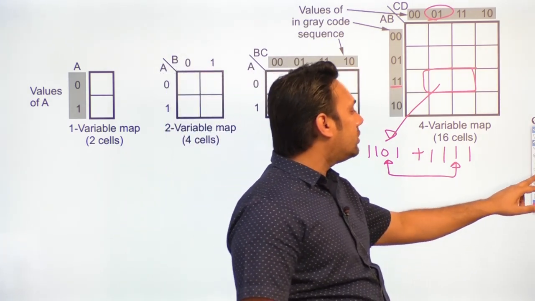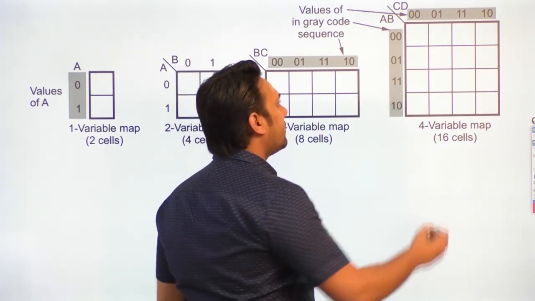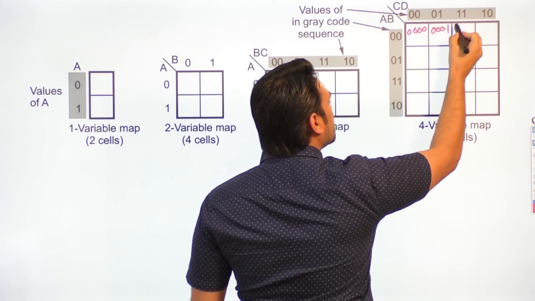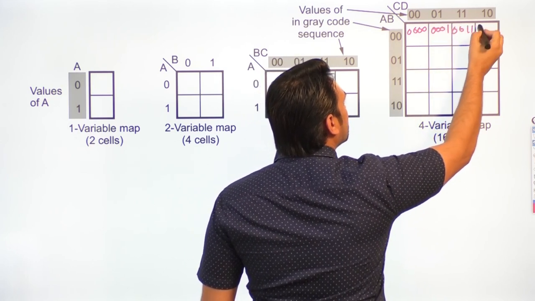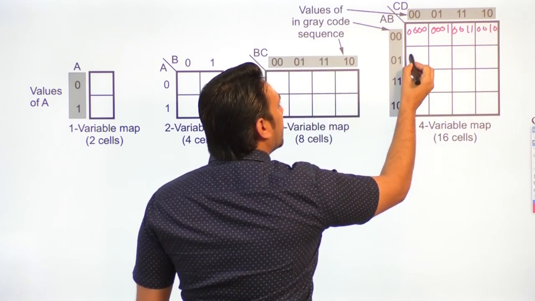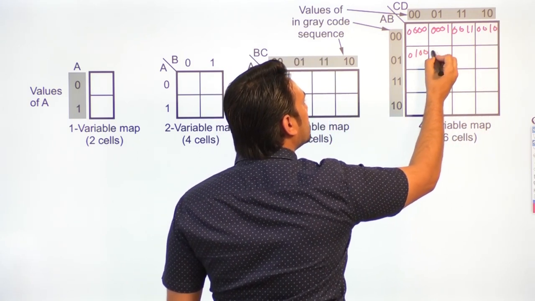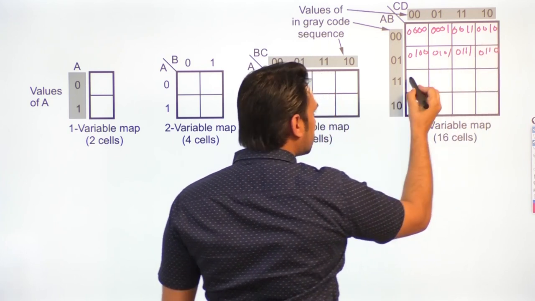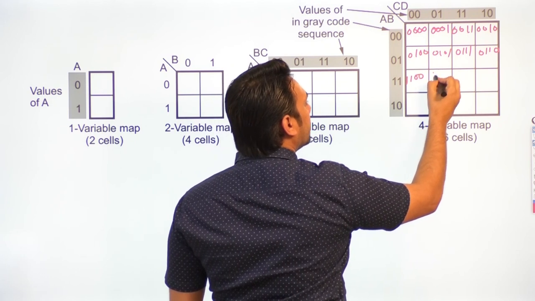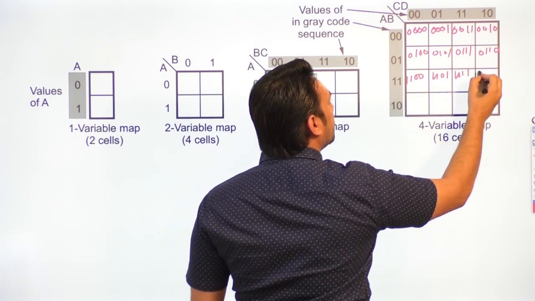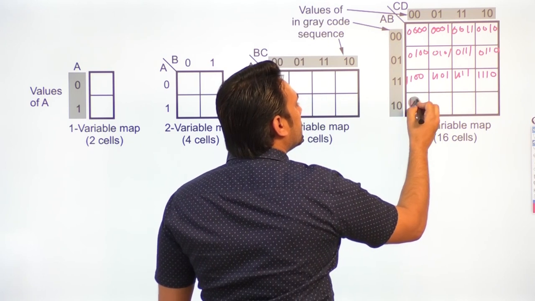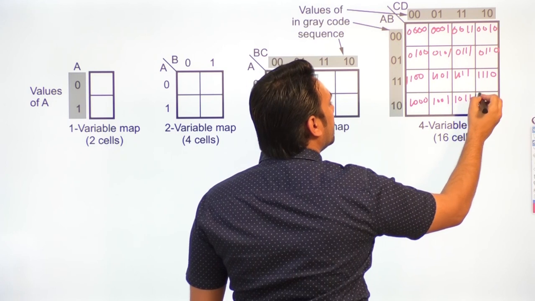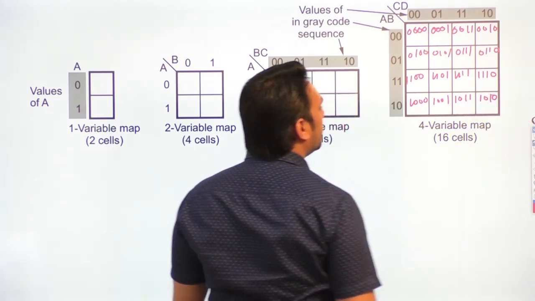Now in this K-map, if you check out their values, this is representing 0000, this is 0001, this one is representing 0011, this is 0010, then you have 0100, 0101, 0111, 0110, 1100, 1101, 1111, 1110, 1000, 1001, 1011, 1010. Okay, these are the cells.